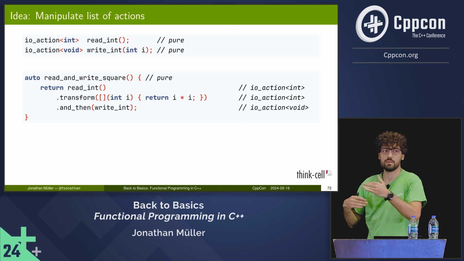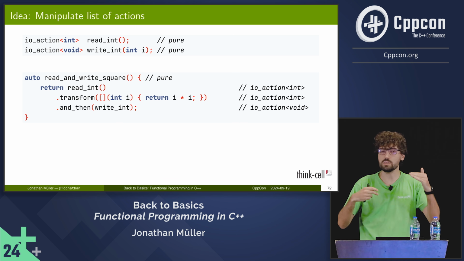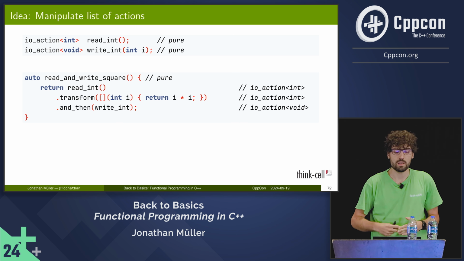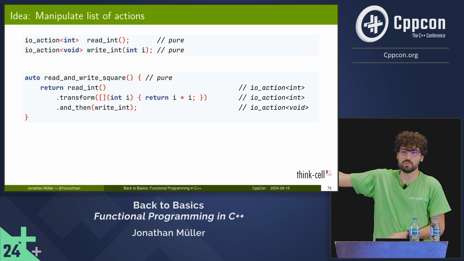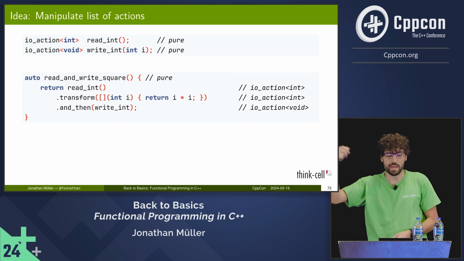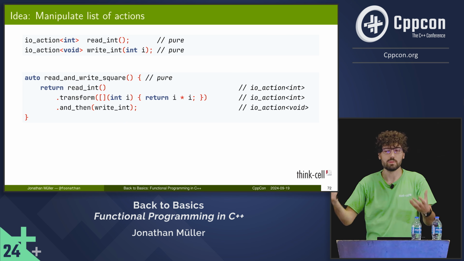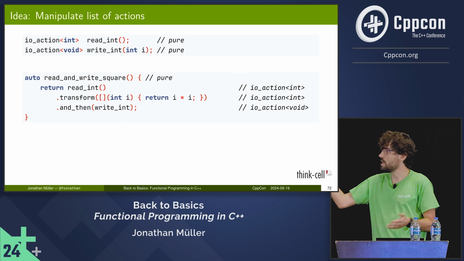And now we've got a pipeline. And everything so far is pure, we just composed some actions. And when executing those actions, they will read an int, pass that int to the lambda of transform, which will return a square value, pass that to the writeInt function, which will write it out, and then flatten it out.